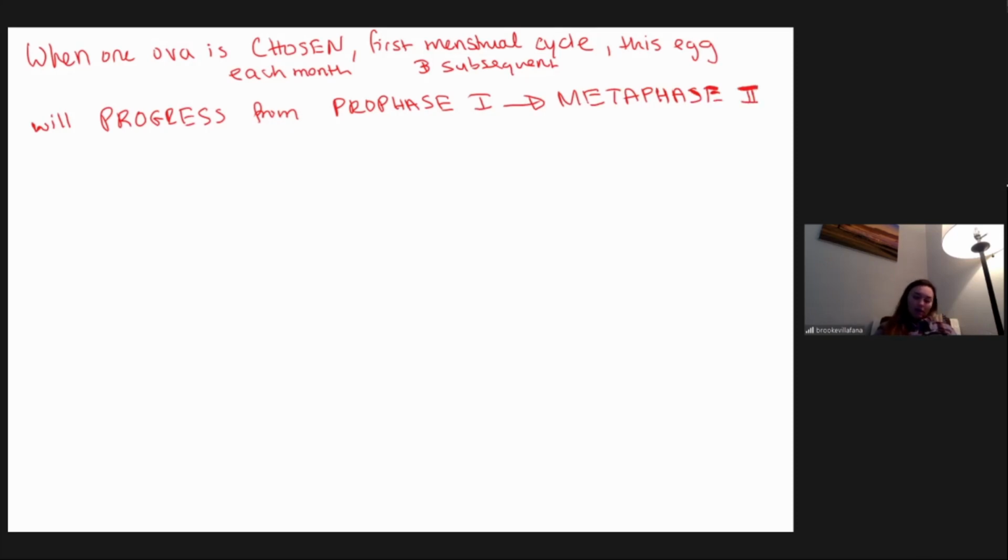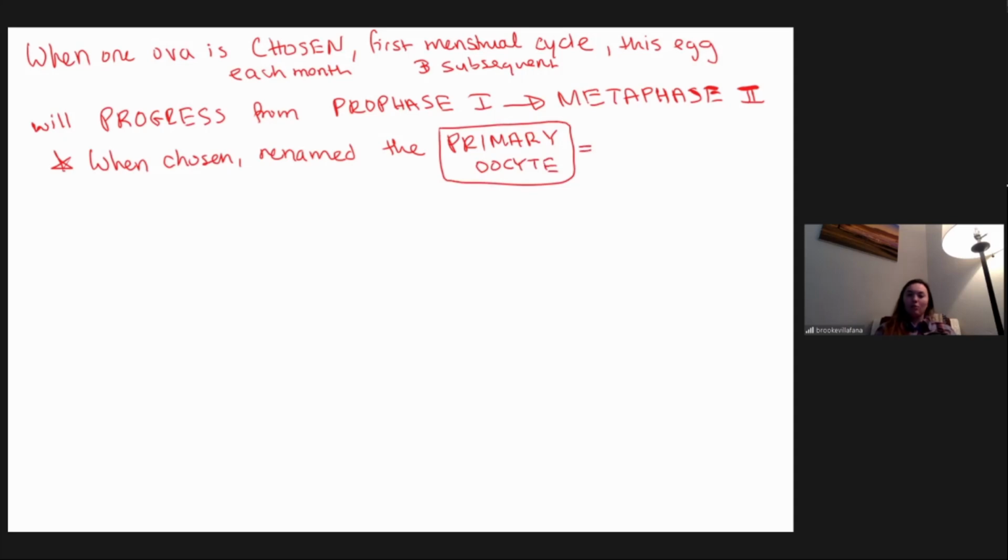So this is why it's kind of helpful to draw it out. So I'll draw it out real quick because that's how I learned this content when I was taking the class. So this is now renamed. So when chosen, renamed the primary oocyte. Just think about it like primary, like the most important one because it's the one going through the cycle, and it's living in the primary follicle. Primary oocyte living in the primary follicle.